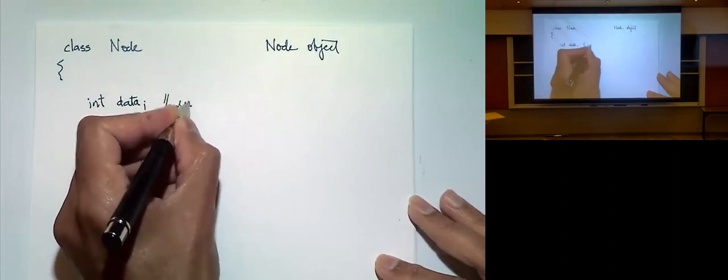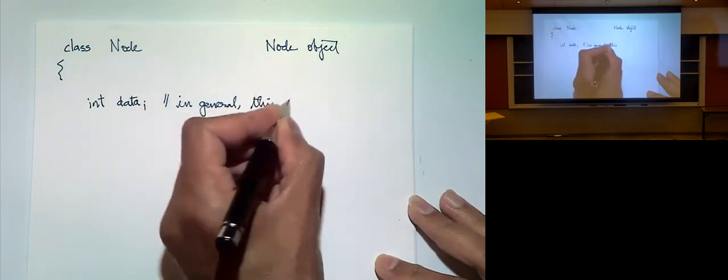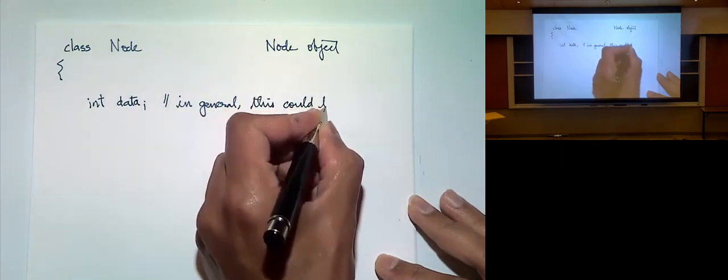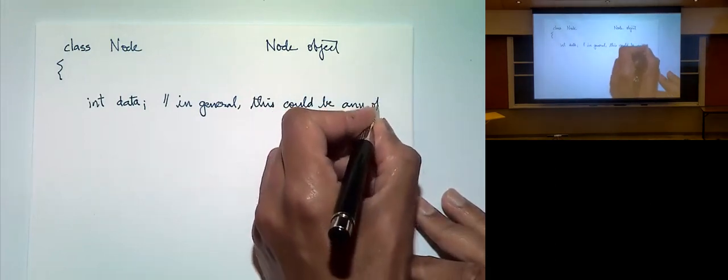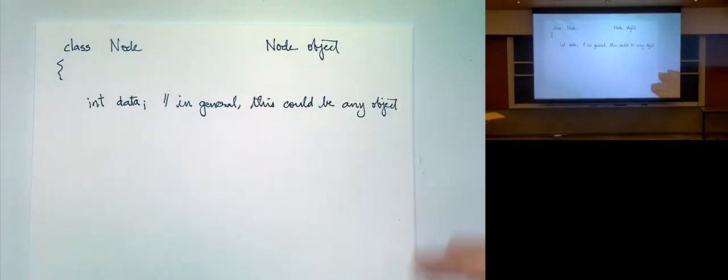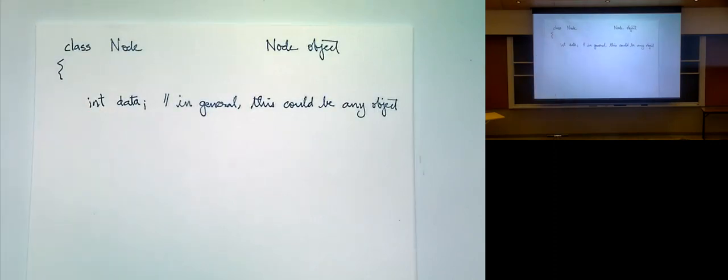And in general, this could be any object, really. You could have a linked list of images. You could have a linked list of linked lists. You could have a linked list of whatever data type you want. And again, what you choose the data to be depends on what you're trying to do with the implementation.